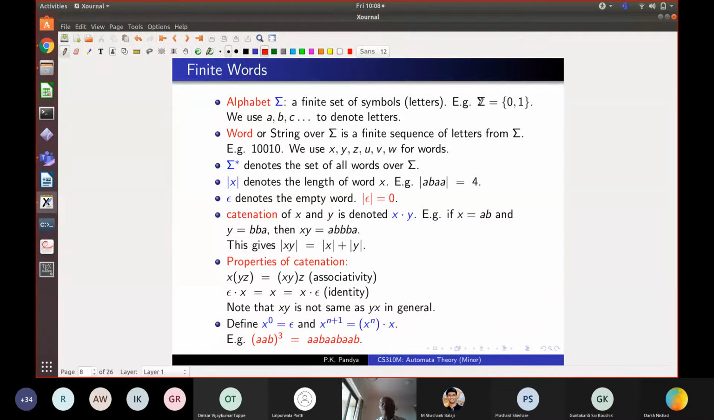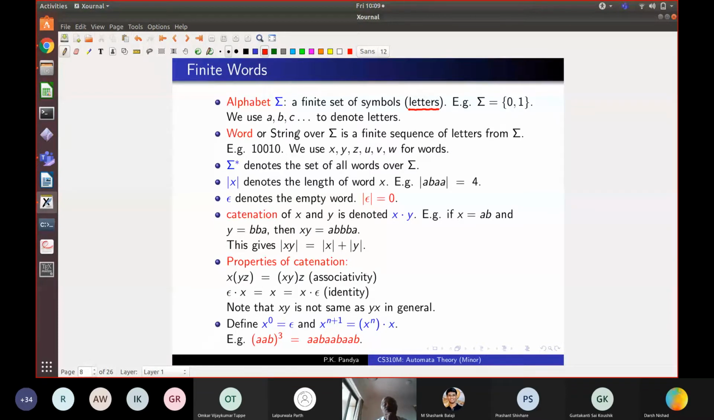For example, you can use the binary alphabet 0, 1, and you can encode numbers using this. Now in this course, we'll use small letters a, b, and c to range over symbols or letters. The elements of an alphabet are called symbols or letters. In fact, letters is more standard. So whenever I use small a, b, c, they will mean letters of a given alphabet.